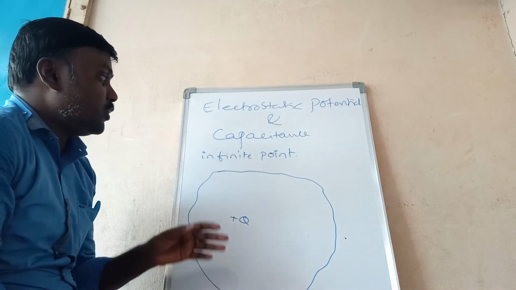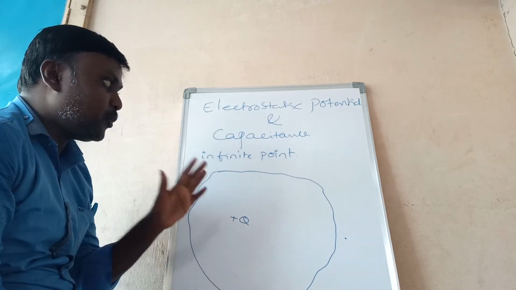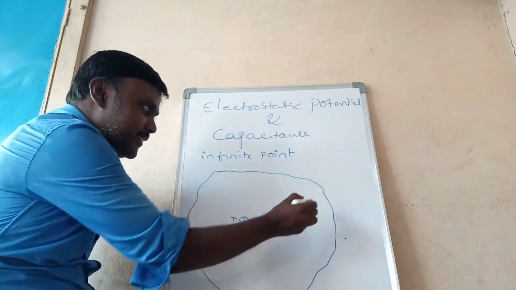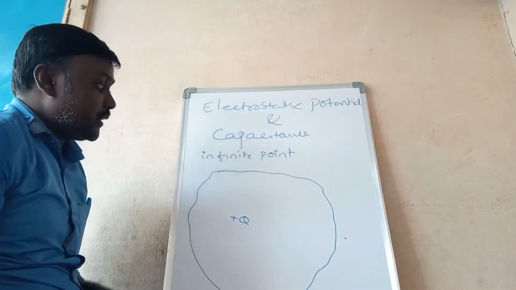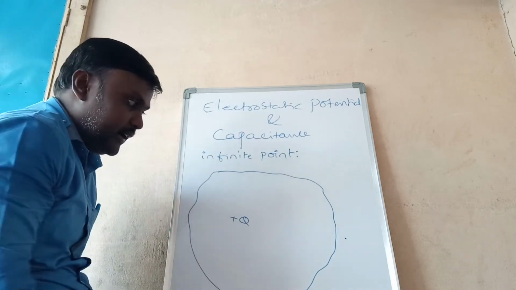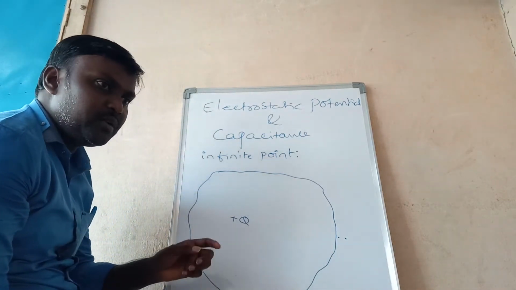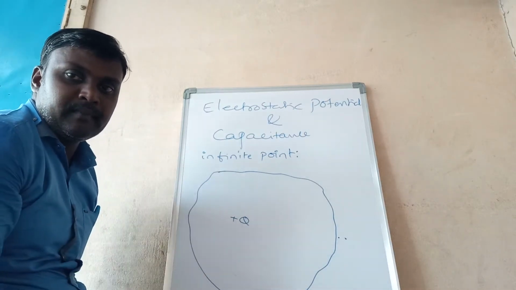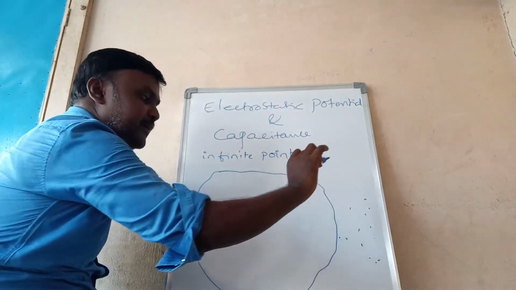Most of the times we use this word, infinite point. What do you mean by infinite point? Infinite point is nothing but the first point beyond the electric field. This is the electric field, and the infinite point means the first point beyond the electric field. Infinite point is not a single, specific point; there are many infinite points. Beyond this, this point, this point, this point, all these are infinite points.